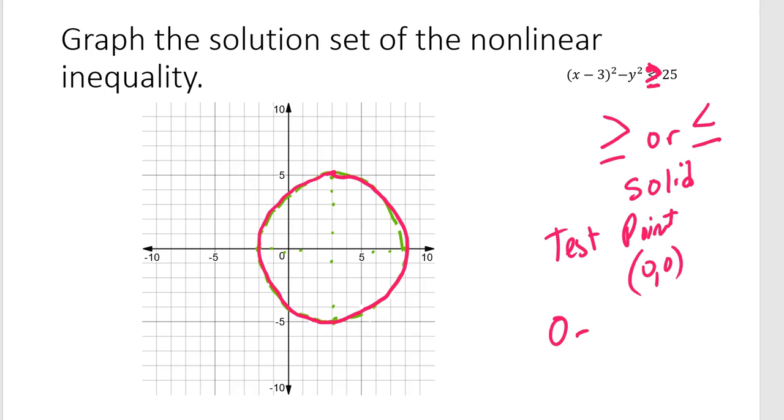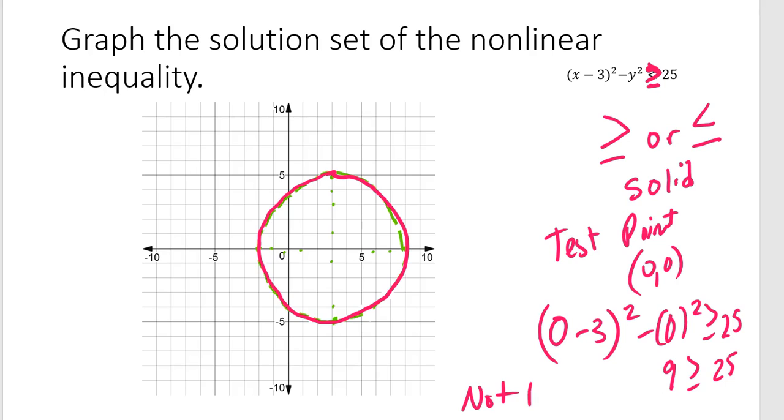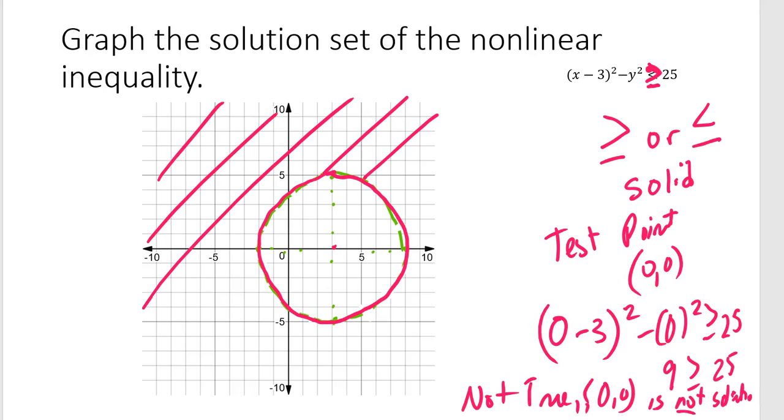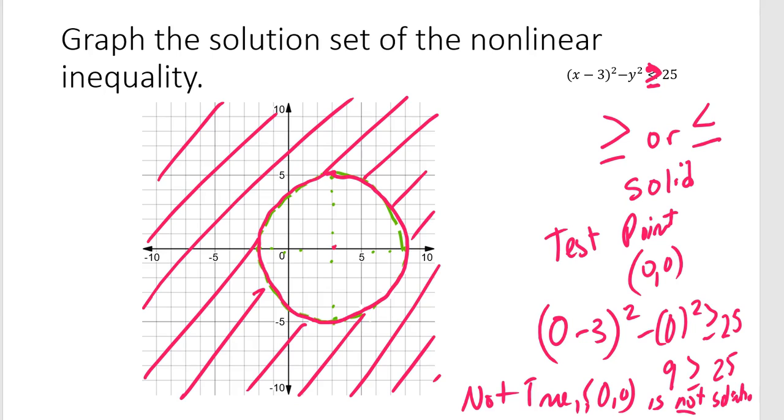And this time if I put in 0 for x and 0 for y, I'll get 9 is greater than or equal to 25, which we know is not true. So that means that (0, 0) is not a solution. So if (0, 0) is not a solution, that means that everything on the outside is. So you can see it really is important to notice this sign.